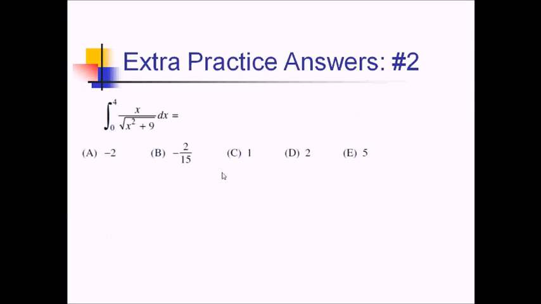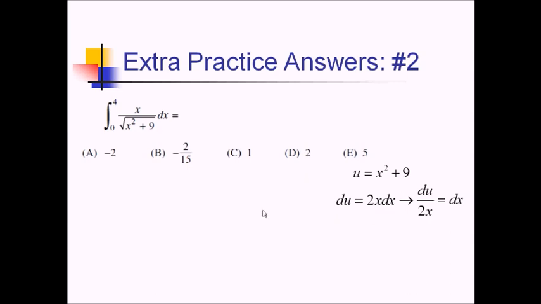On this problem, I want the integral from 0 to 4 of this expression. Since I have an inner function here whose derivative is somewhere else in the problem, I'm going to try substitution first. So I'm going to let u equal x squared plus 9. So then du equals 2x dx. And dx, I can actually replace that with du over 2x at some point.